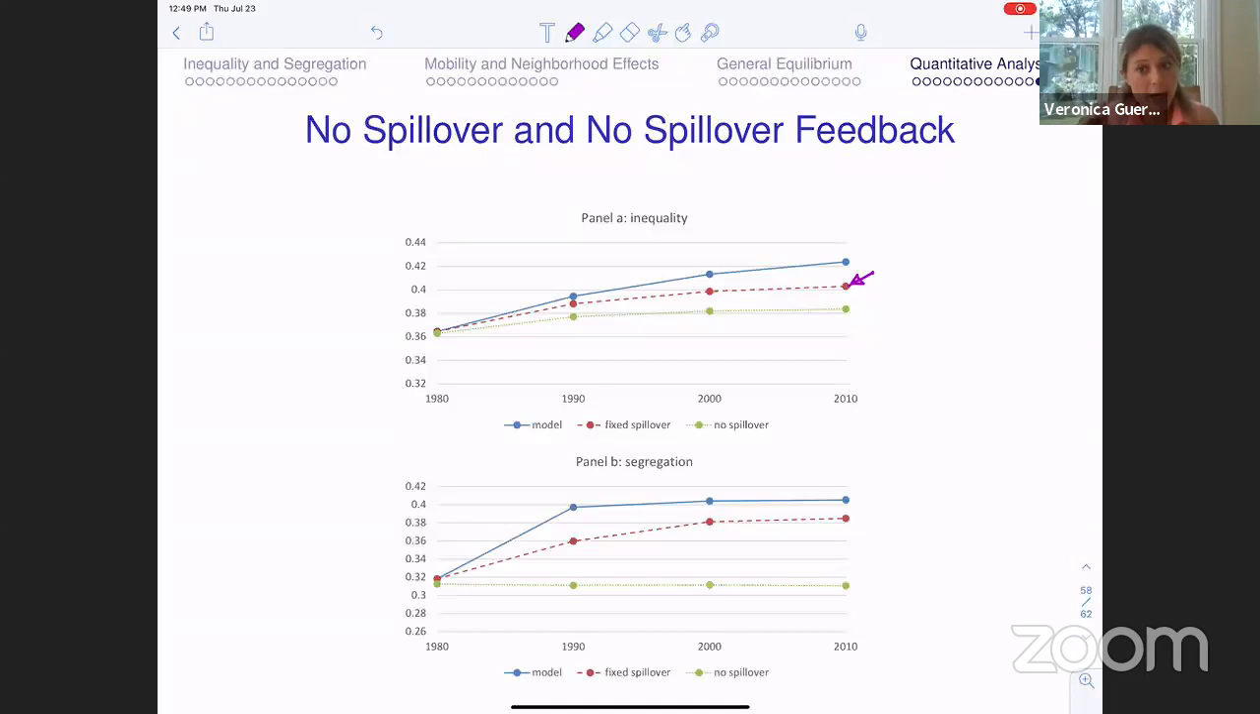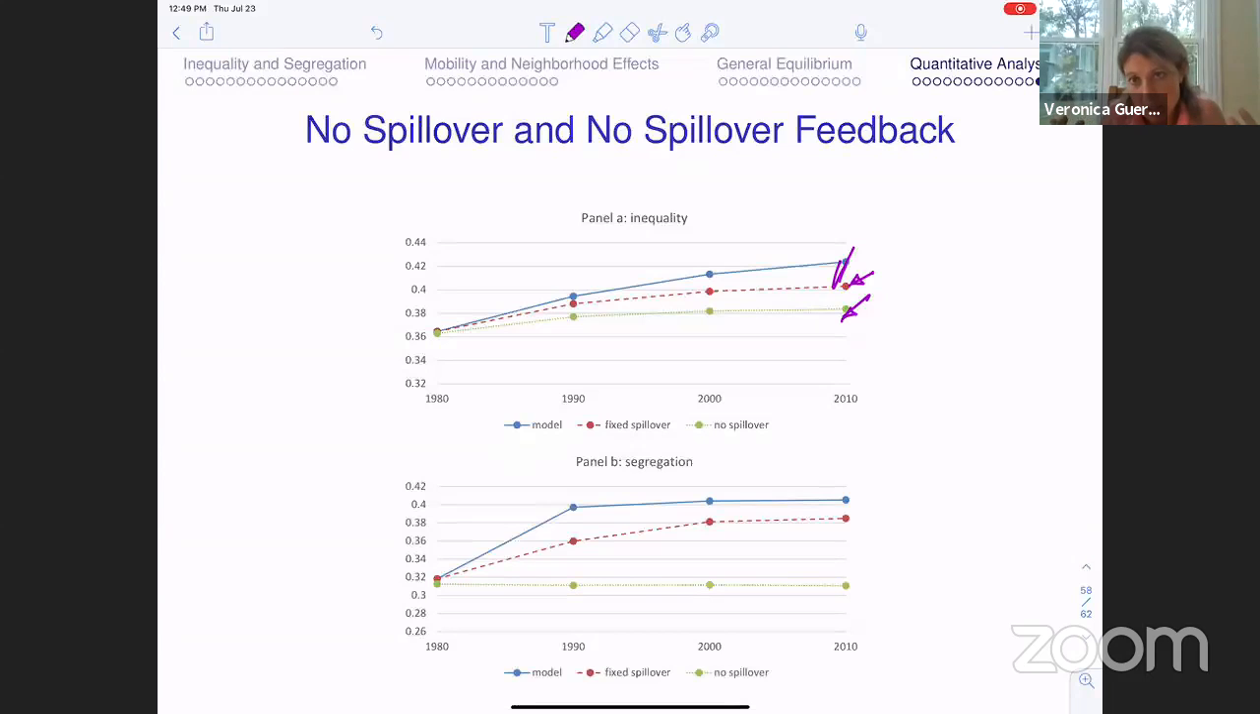People can still relocate, but the spillover does not move endogenously. So you still see an effect there, again similar in order of magnitude to the previous one. It's roughly 27% if you calculate the cumulative between 1980 and 2010. So it's a different way of looking at that, but it gives us a similar order of magnitude. Of course, if you completely shut down the spillover, you're going to have a much bigger effect.